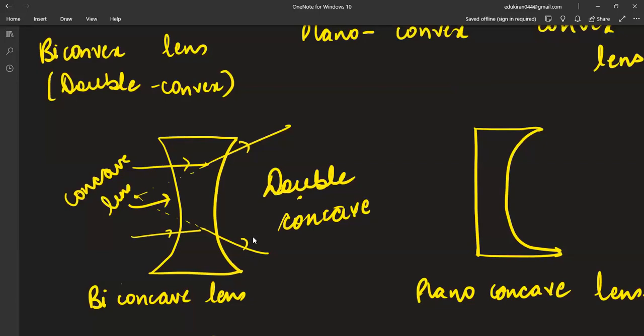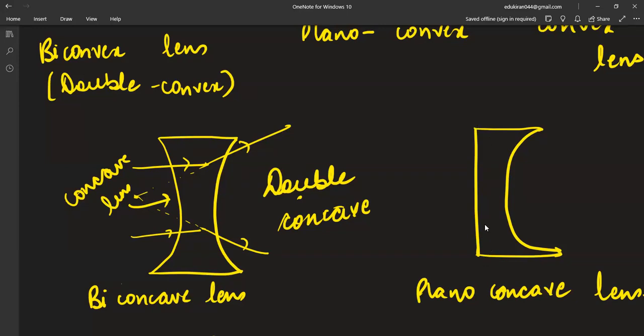Similarly, this is concave. The way we have the importance of concave mirrors, here you will be having importance of convex lens. Mirror you will be seeing very less. So this is biconcave lens. All right, this is double convex. Here the light rays will diverge. The convex lens has the property to converge the light rays, whereas concave lens has the tendency to diverge it. So converge in convex, diverge in concave. So this is biconcave lens.